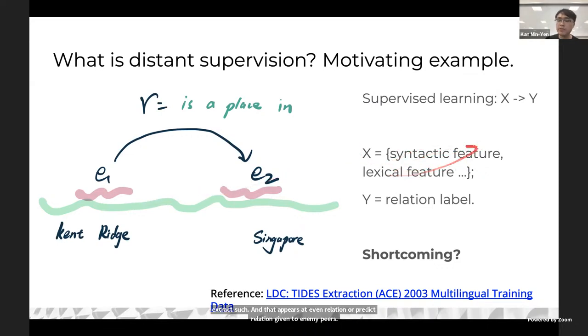The input before deep learning was some handcrafted features by computational linguists. Like we analyze the syntactic pattern between Kent Ridge and Singapore. Maybe we'll say Kent Ridge is a place in Singapore, or Kent Ridge is located in the southwestern part of Singapore. Okay, and we use this to train a learner. But the shortcoming is that we need human annotation to create such a dataset. For example, we have the so-called ACE dataset, a multilingual dataset to train such relation extractors.